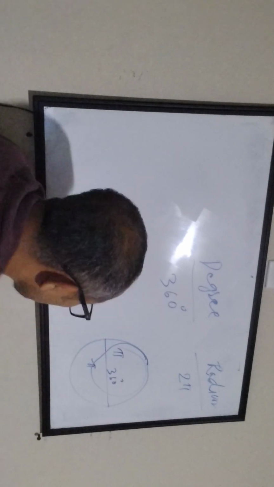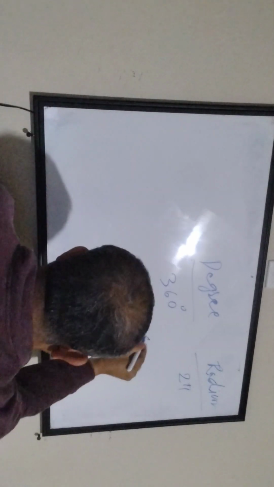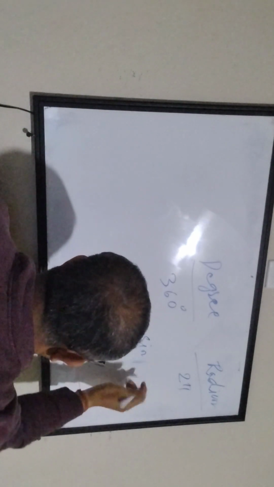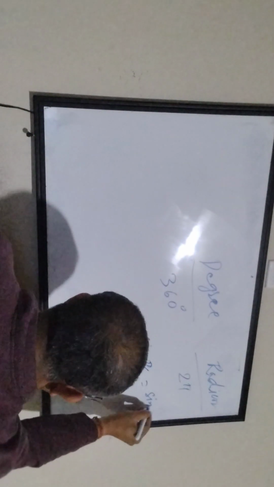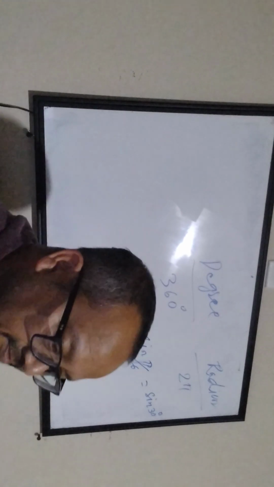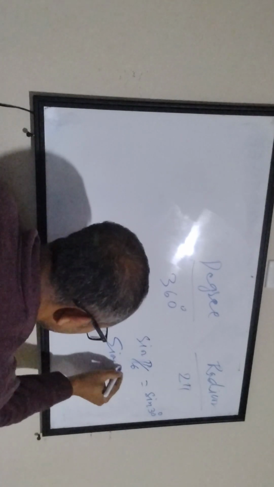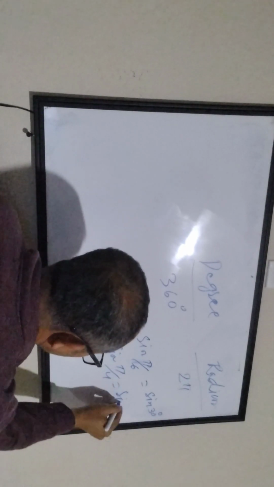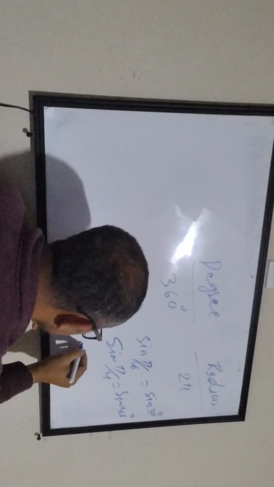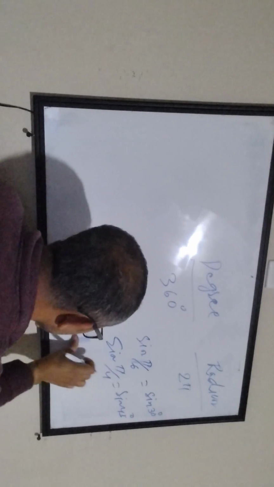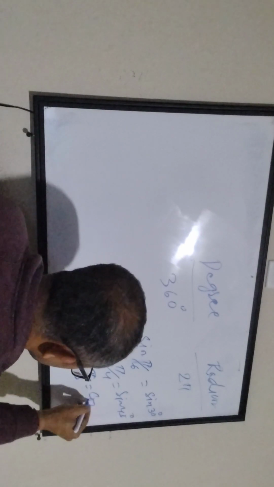Now, if I say find the value of sine pi by 6, that is nothing but sine 30 degree. If I say sine pi by 4, it is nothing but sine 45 degree. We have done enough of sine. If I say cos pi by 3, it's nothing but cos of 60 degree. Yeah?